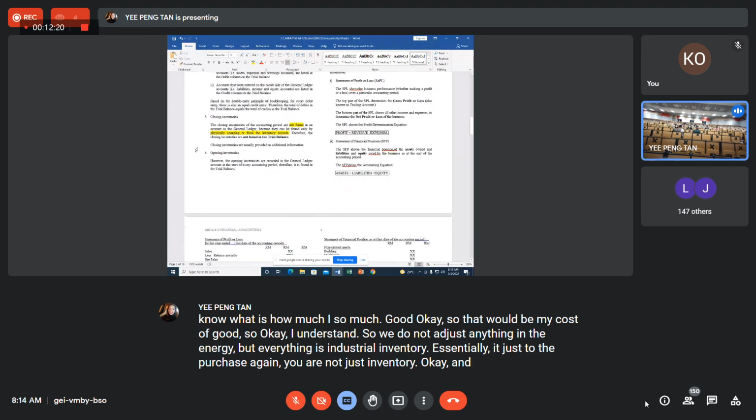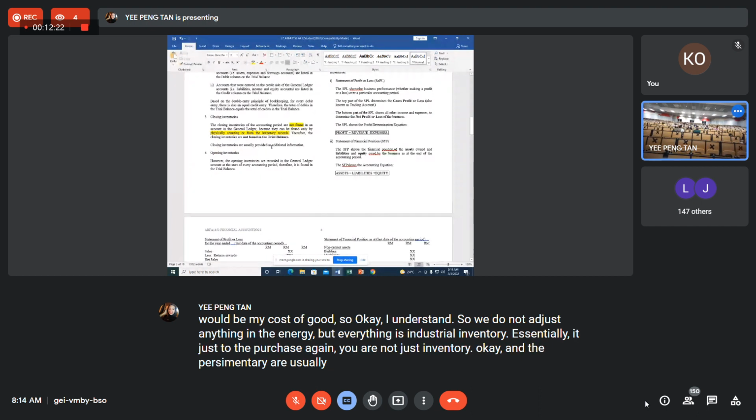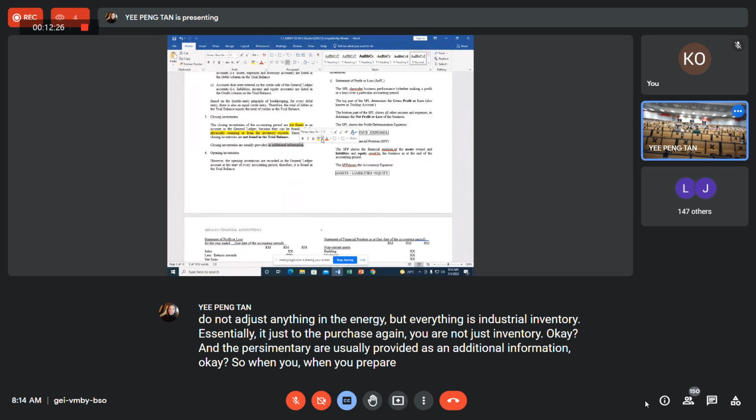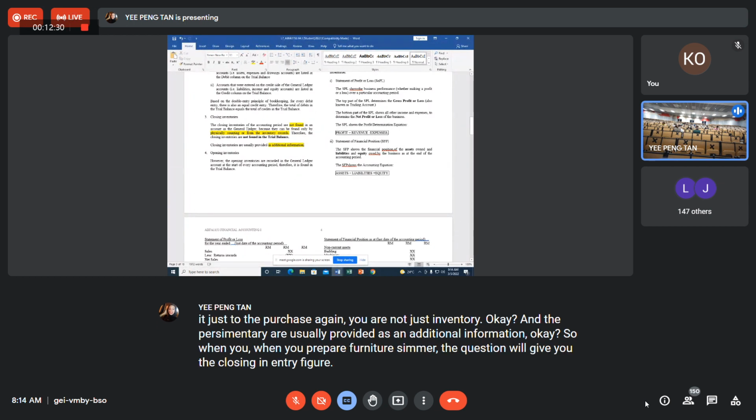The closing inventory is usually provided as additional information. So when you prepare your financial statements, the question will give you the closing inventory figure in the additional information. This one you take note of now.